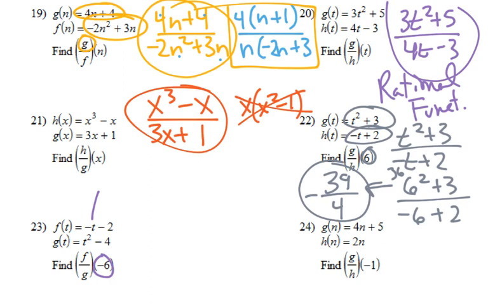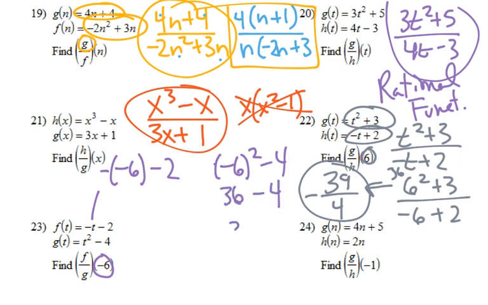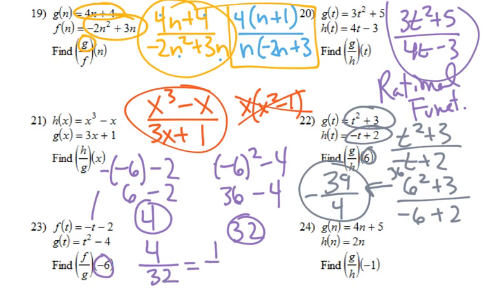So negative 6 here, so negative 6 minus 2 for f of t. G of t would be negative 6 squared minus 4. So 36 minus 4, so 32. Positive 6 minus 2, 4. So then we'd go 4 over 32, which we could actually reduce to 1 over 8. And that would be our answer.